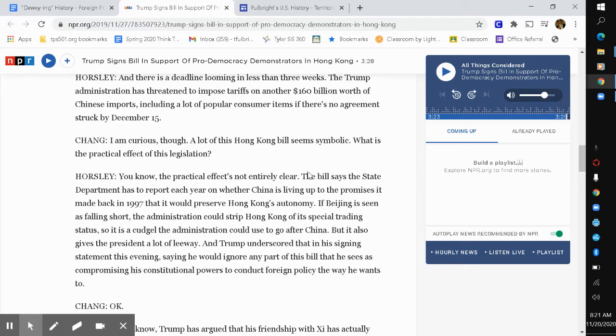Another part here is that the bill says the State Department has to report each year on whether China is living up to its promises made back in 1997. If China isn't doing what it said it was going to do and respecting the rights of the Hong Kong people, then we could strip Hong Kong of its special trading status. Hong Kong trades a lot of the goods of China with us, and that prevents them from having to pay certain tariffs. If we do that, it's going to hurt China's ability to sell things to us. And China needs to sell things to us because that's where they make money.